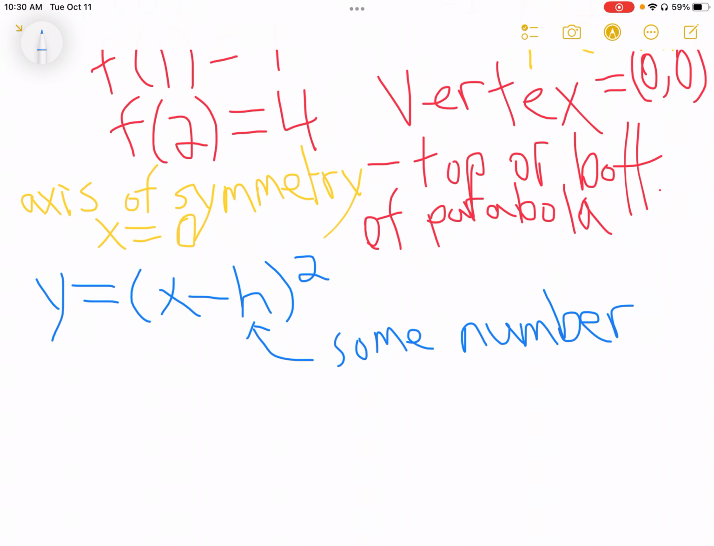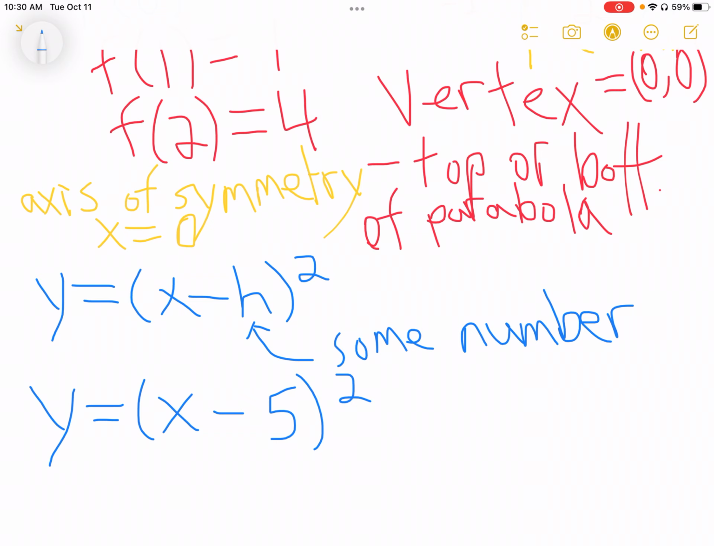And then our vertex here is going to be a little bit different, because we're still plotting the same sort of thing, but let's actually look at an example where we put a number there. So if I want to plot this first example, let's see how it's similar to what I just wrote, x minus h squared. Instead, I wrote x minus 5, and then we squared that.